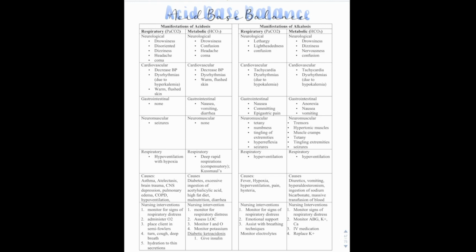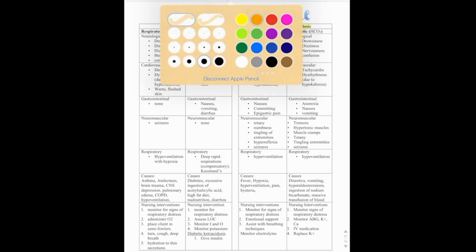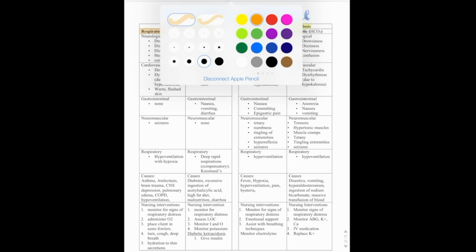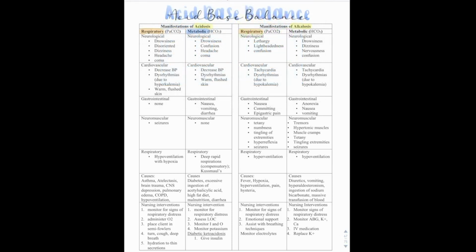Okay, let's talk about acid-base balance. So we have two different manifestations, acidosis and alkalosis. Now, within each manifestation, it can be respiratory or metabolic. So these are the signs and symptoms we're going to see.